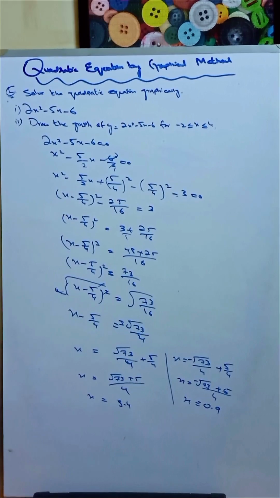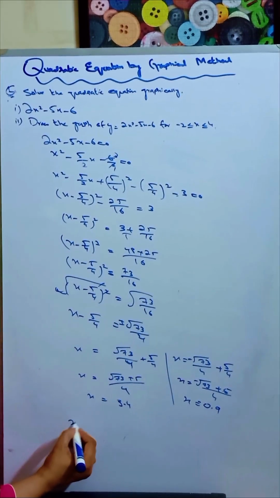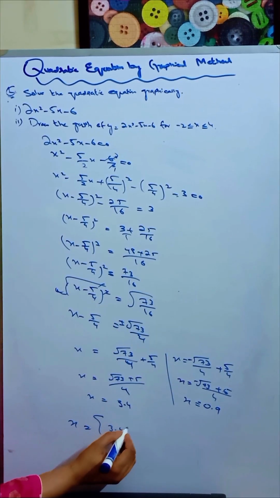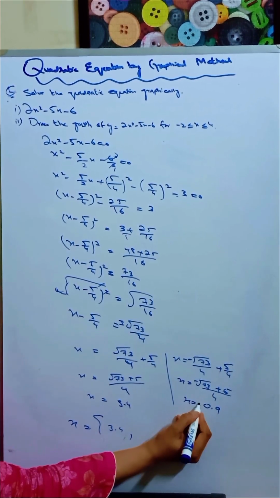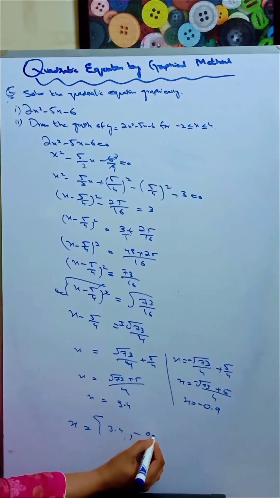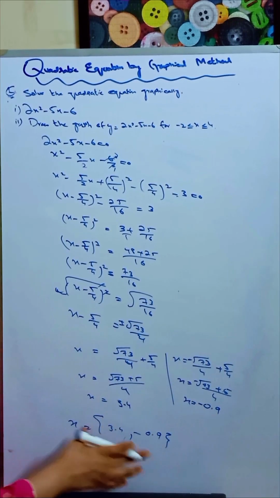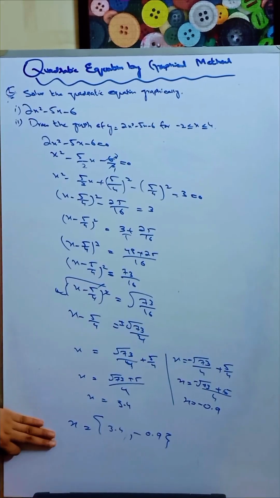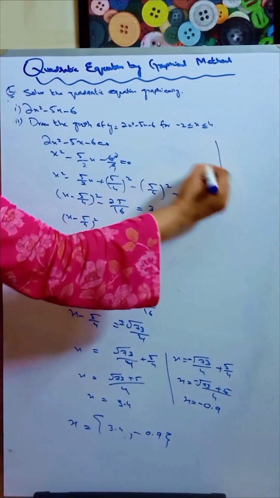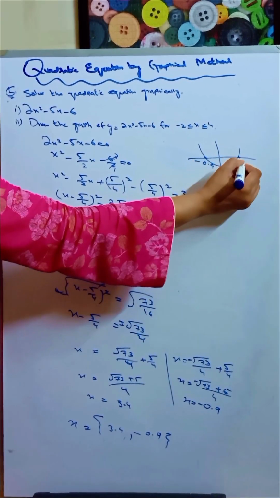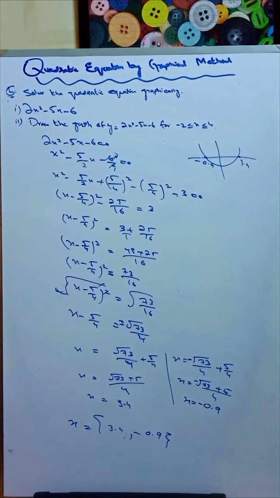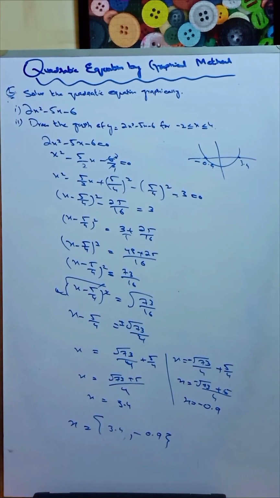So what we get, the solution is x equals 3.4 and minus 0.9. These are the points of intersection where the graph cuts the x-axis. What it means, like that, this is a point where at minus 0.9 and 3.4 it will cut the x-axis. Alright, now I have to represent these points on the graph. Up to now I hope you understand it clearly.